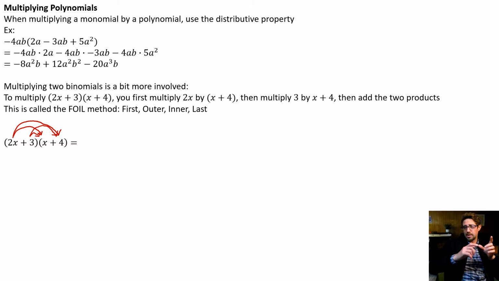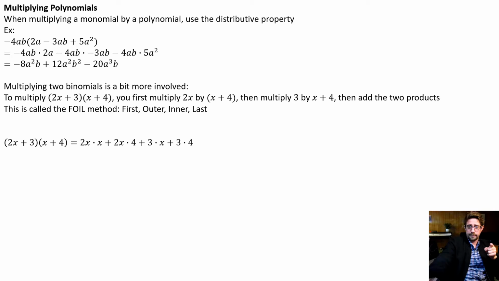So it's basically, it's my washing machine. Everything has to get multiplied by everything else. So since there's 4 things you're going to have to multiply together, this is just a kind of standard order to do that in. Okay, so it's 2x times x plus 2x times 4 plus 3 times x plus 3 times 4. Right, so the distributive property distributes every term to every other term. Everything gets multiplied by everything else this way.